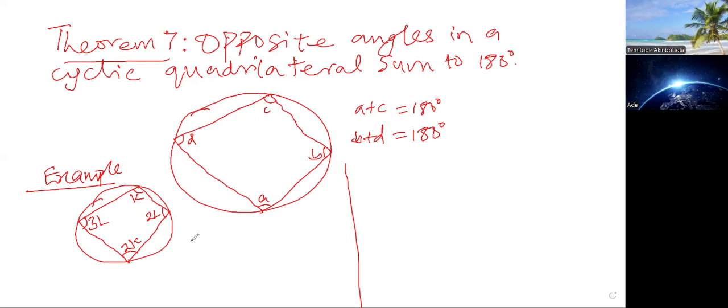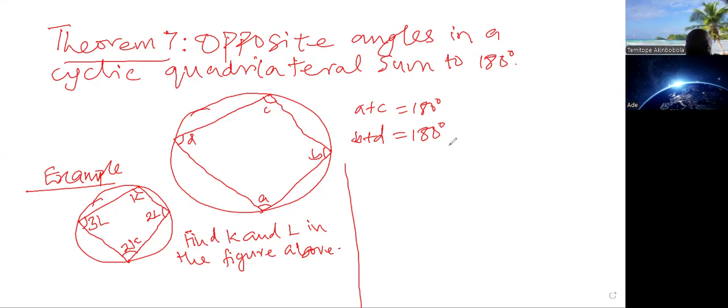So the question says you should find K and L in the figure above. So draw that quickly and use that theorem now to find K and L. So we can say this is example 1.